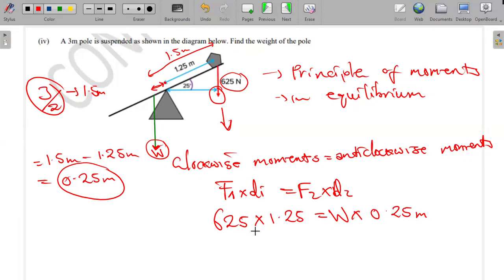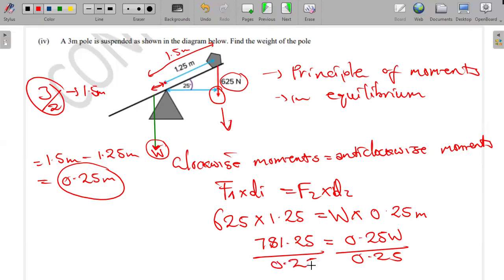On this side, if I multiply 625 and 1.25, I have 781.25 being equal to 0.25 W. I'll divide both sides by 0.25. I'm going to get the weight of my beam as equal to 781.25 divided by 0.25. So I'm getting 3,125 newtons. This is the weight of the beam. As simple as that.